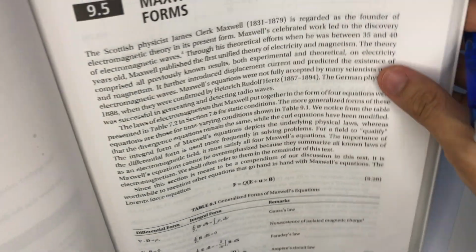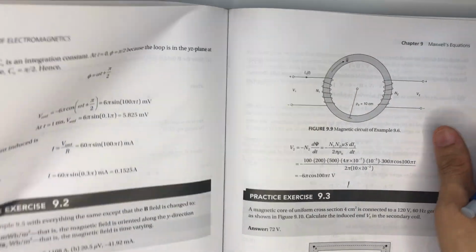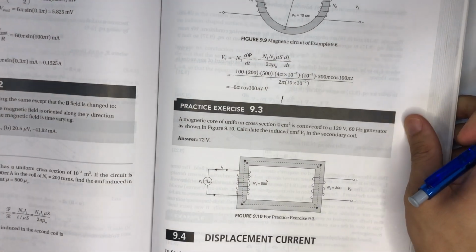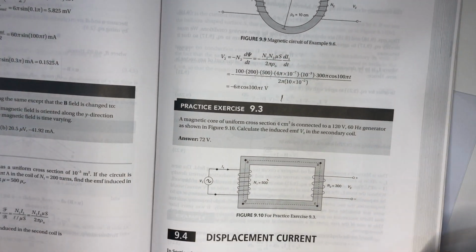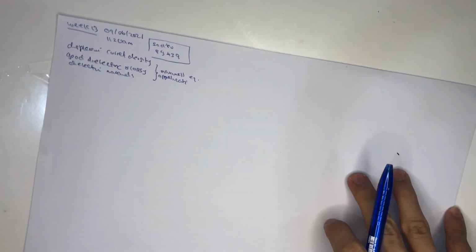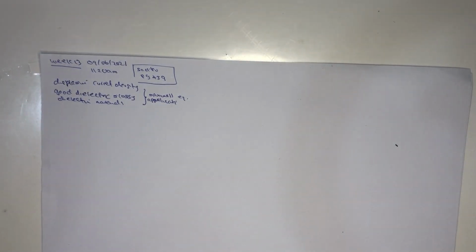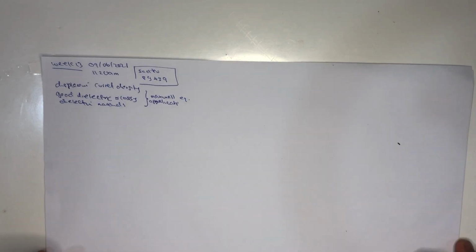Let's head back to the page where we should start our lesson today, which is on the displacement current, page 439. I put this away to save space, and you may refer to the slide as well. If you find any conflicting information, do let me know.